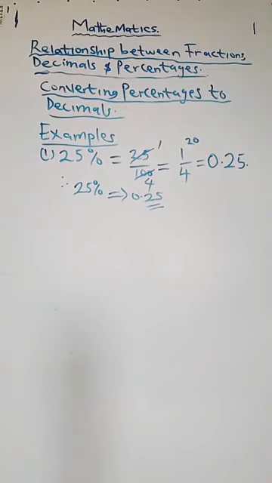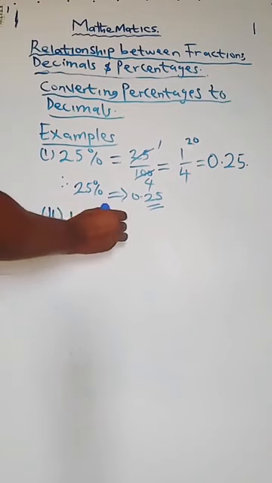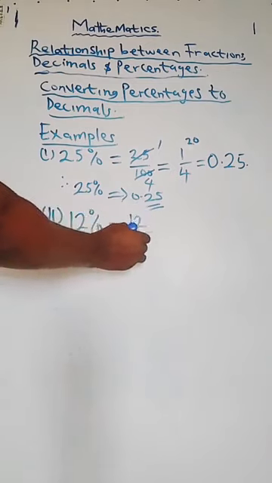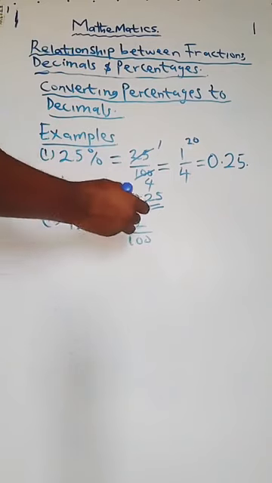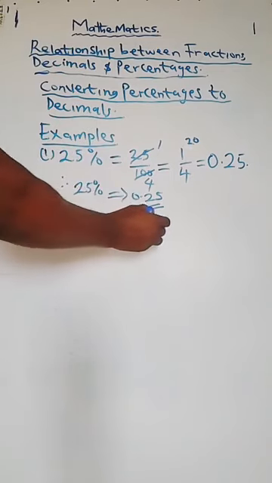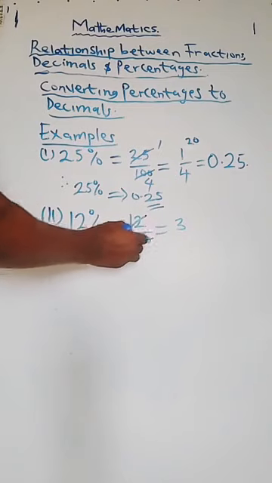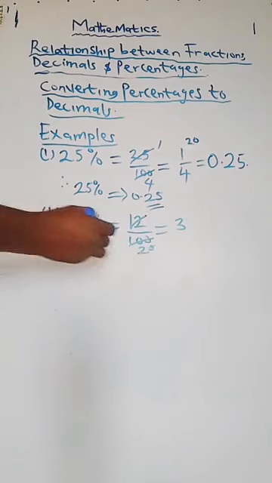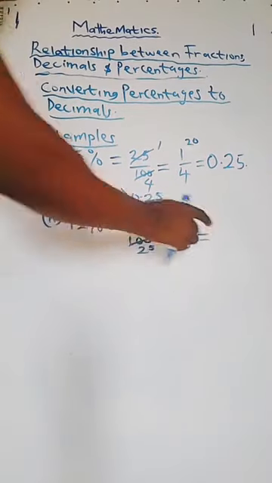Let's look at another example to get it clearer. 12%. The same way, you know that percentage means to divide by 100. So this is 12/100. Let's cut to the lowest. 4 here 3, 4 here 25. So we have 3/25.